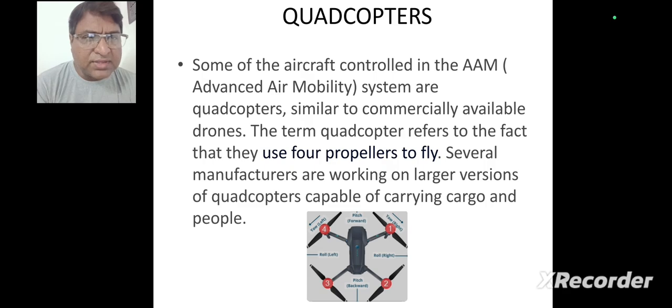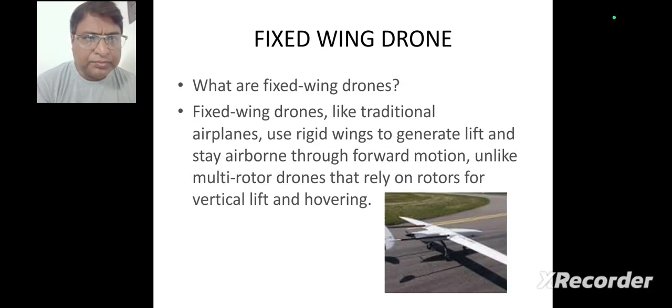Now I will discuss quadcopters. Some of the aircraft controlled in the AAM, Advanced Air Mobility system, are quadcopters. Similar to commercially available drones, the term quadcopter refers to the fact that they use four propellers to fly. Several manufacturers are working on larger versions of quadcopters capable of carrying cargo and people.